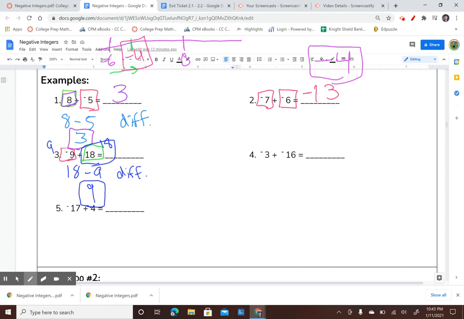All right, take a look at problems 4 and 5. See if we can figure out what we're going to get for a final answer here. Again, pay attention to how many negatives and how many positives you have in each of the problems.